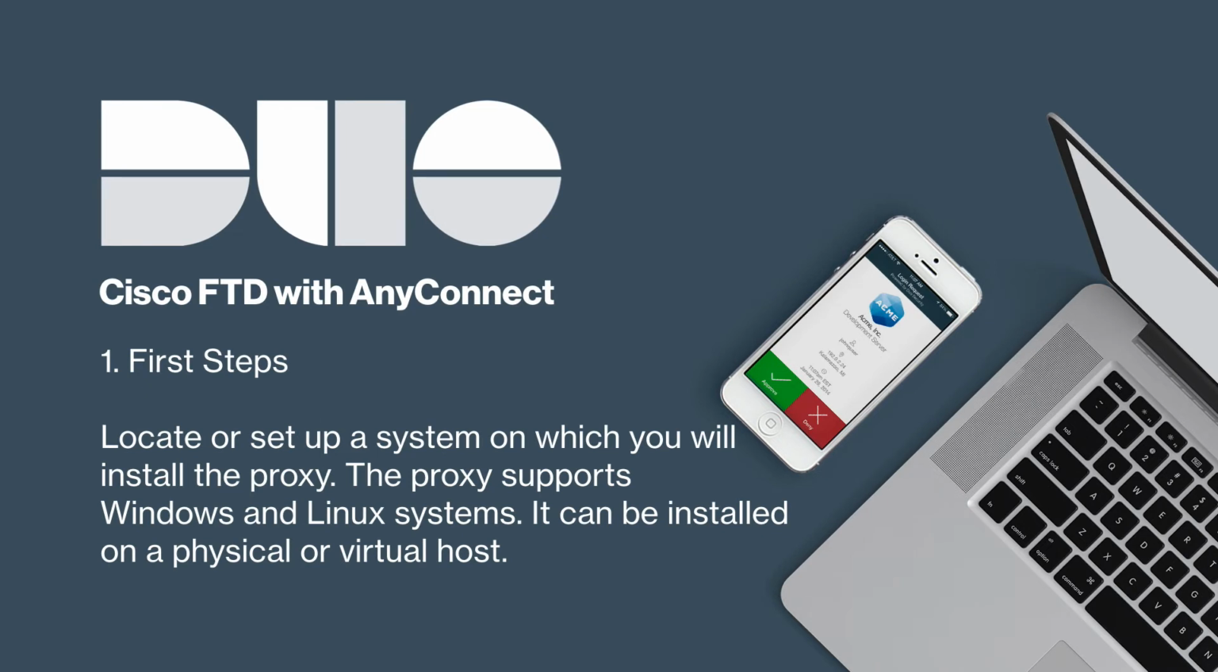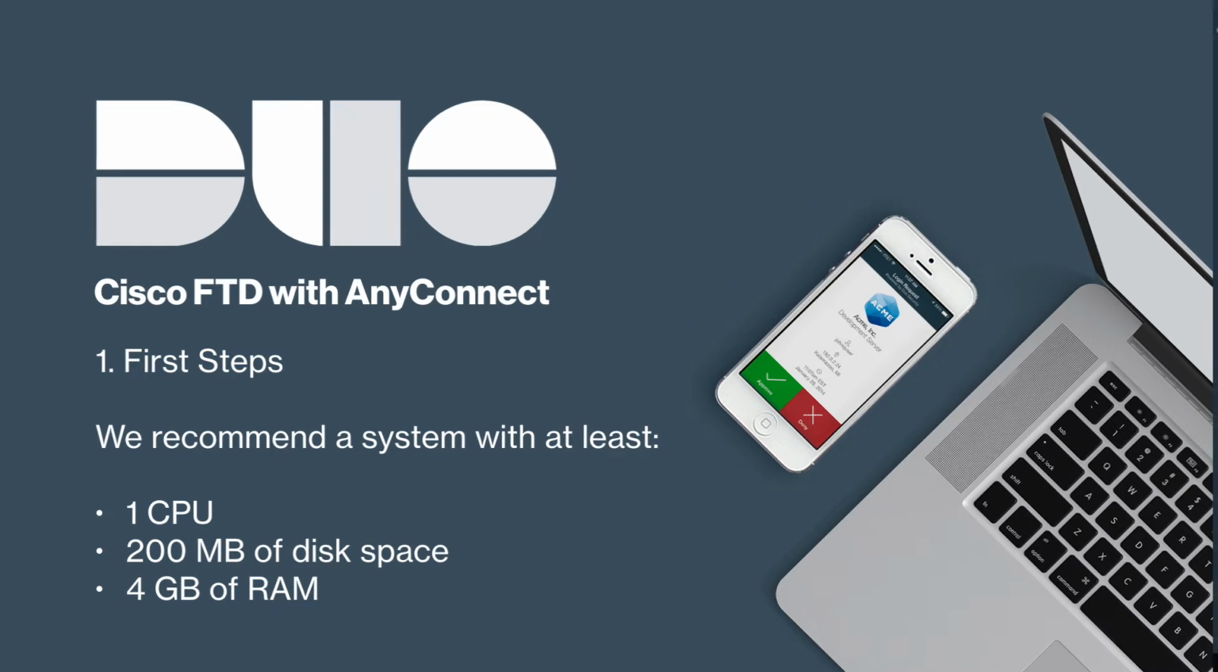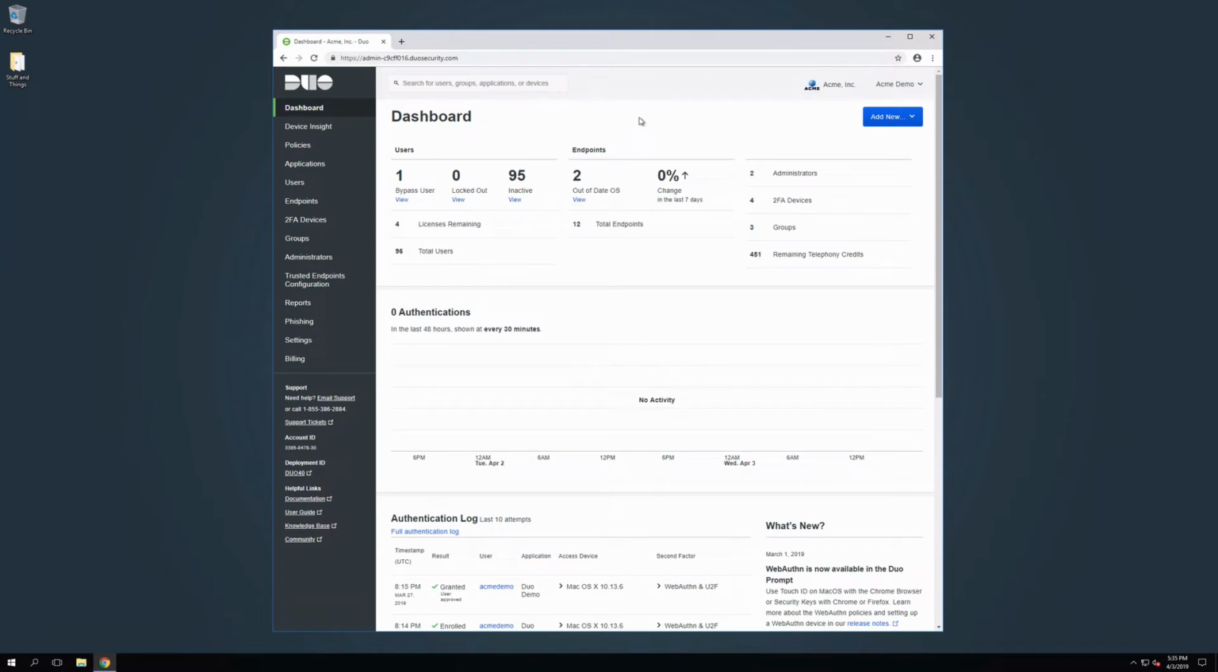Before proceeding, you should locate or set up a system on which you will install the Duo authentication proxy. The proxy supports Windows and Linux systems. The proxy can be installed on a physical or virtual host. We recommend a system with at least one CPU, 200 megabytes of disk space, and 4 gigabytes of RAM. In this video, we will deploy the proxy on a Windows system. After preparing your proxy system, you need to create your Cisco FTD application in Duo.